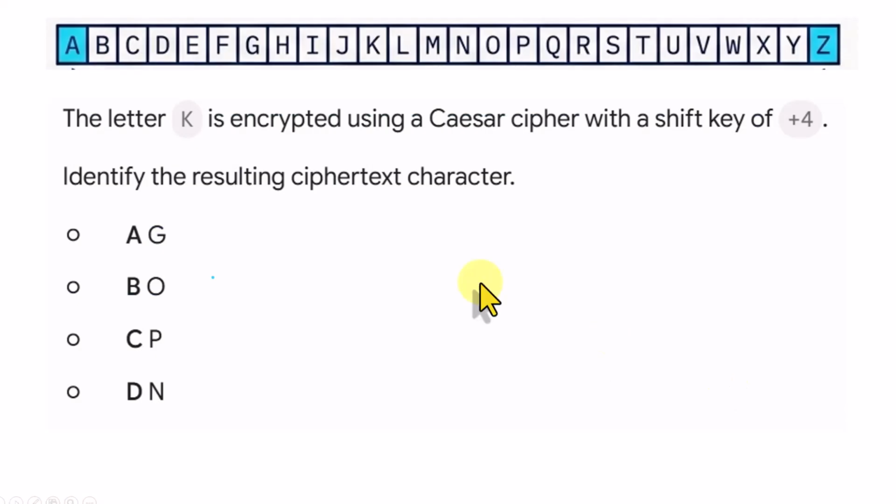For example, see here, the letter K is encrypted using a Caesar cipher with a shift of 4. Identify the resulting ciphertext. So that is K. K is here, 4 places: 1, 2, 3, 4. So that will be O. See, that is our correct answer. Clear?